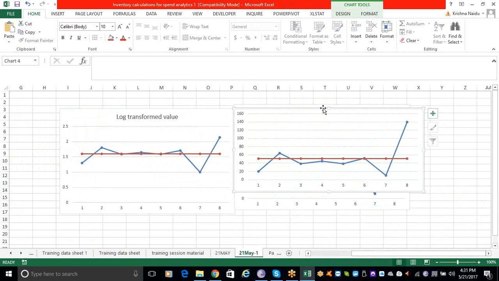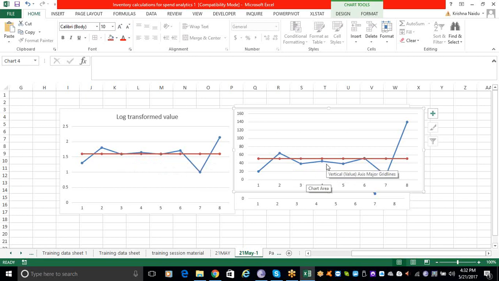Okay, so let me continue here. See what happened after log transformation with the 3 points. If you look at number 3, number 4, number 5, and number 6, and especially number 3, number 4, number 5, they were a little down, but in the log transform value, they're very close to the average line. But in the untransformed graph, number 3, number 4, number 5 are not very close to the average line.